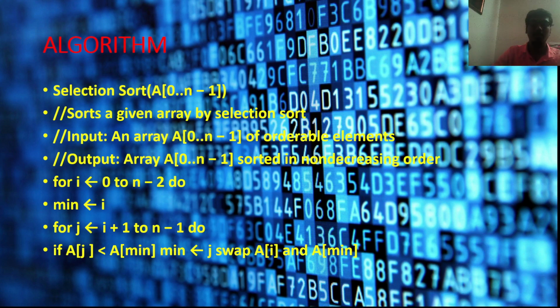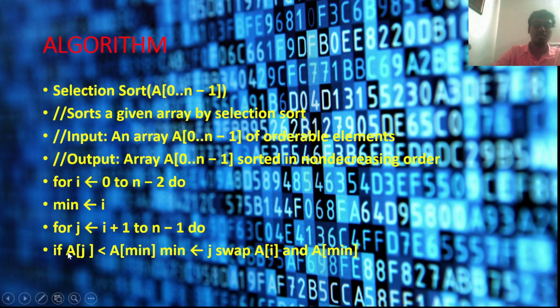min is i, so min is a temporary variable which holds i's value, and the next step is for j from i plus 1 to n minus 1. So your j value starts at i plus 1, which is the index after i, and n minus 1 is the last element of the array.